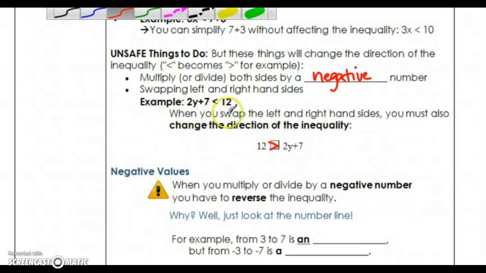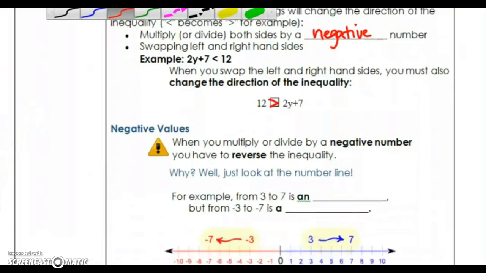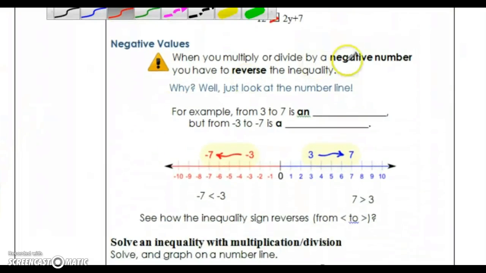So we would swap it if we divide or multiply by a negative number, or if we're just putting this on this side and the 12 on this side, we need to make sure we also swap our sign, because the mouth is trying to eat the 12. So just be careful when you're doing that. When you multiply or divide by a negative number, you reverse the inequality.